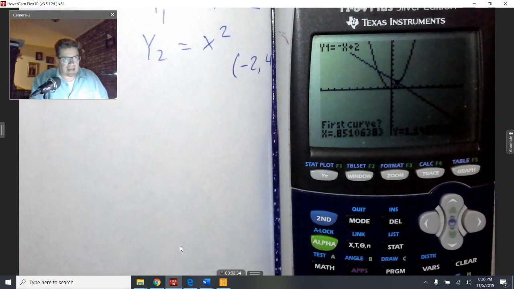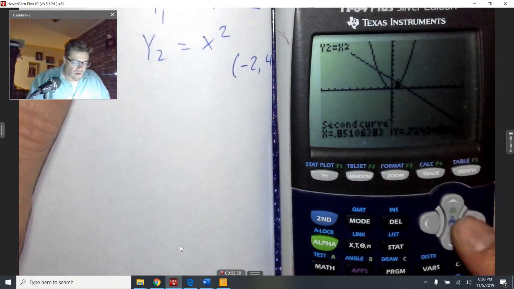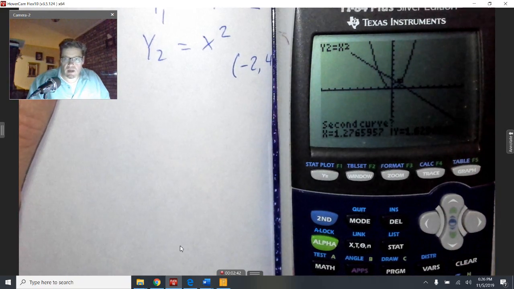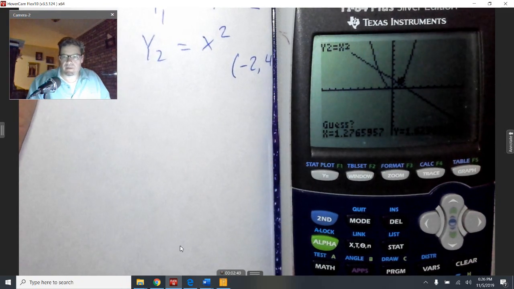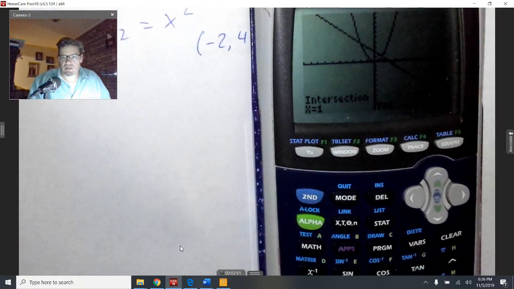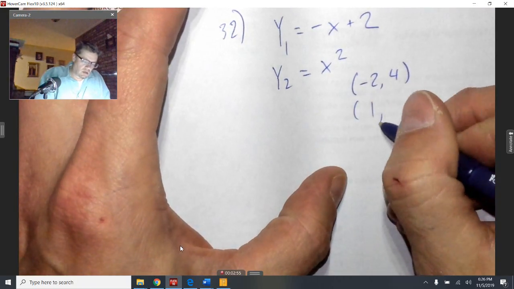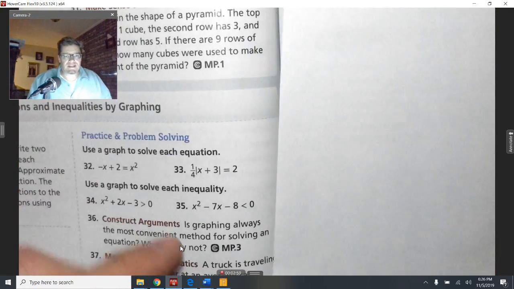Now this is a line, but they're calling it a curve. So I hit enter. Now x squared, I'm still pretty close to there, so I'm just going to float around there. Hit enter again, and then guess. I actually don't know what guess is about, but I'm going to hit enter, and intersection at 1, 1. That's what it kind of looked like, but I wanted to be sure. So that's 32.